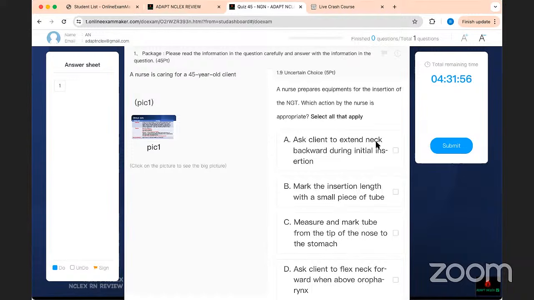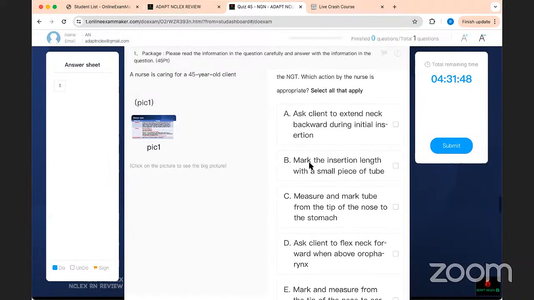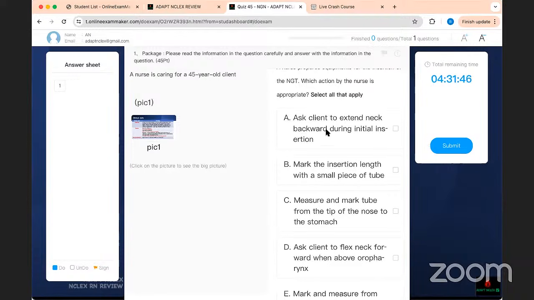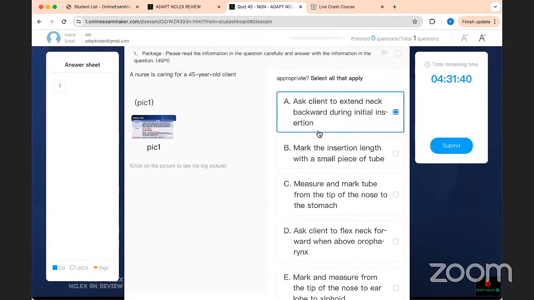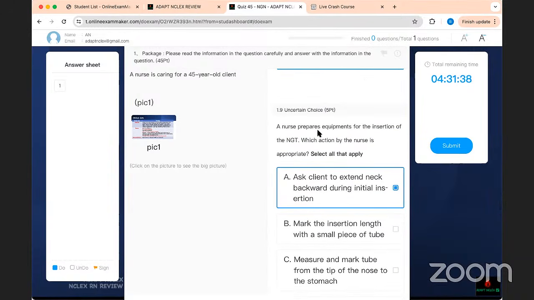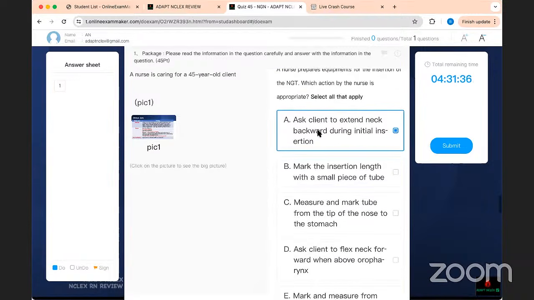Ask client to extend neck backward during initial insertion. This is what you tell the patient. When you're going to place the NG tube, you've got to look backward first. So this is appropriate, right? This action is appropriate. When you insert an NG tube, that's the first thing you tell the patient.